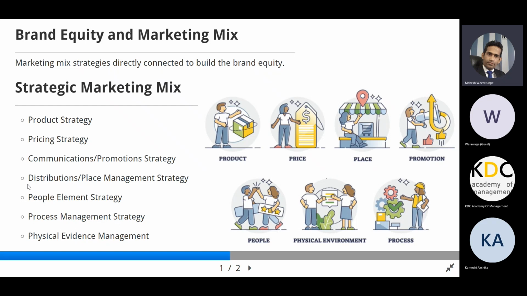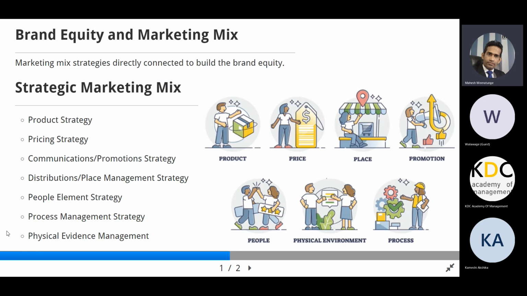The people, those who are working along with the brand should be premium. The process of connecting with the brand should be premium. Physical evidence management should be premium. All these should be premium if you are talking about the premiumness of the product. So like that, we need to make sure that we are managing all these elements effectively to get the better return from the organization. So these 7 P's, I'm not going to talk much about 7 P's.